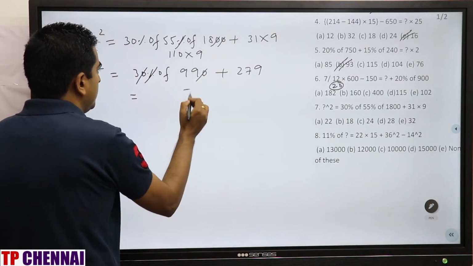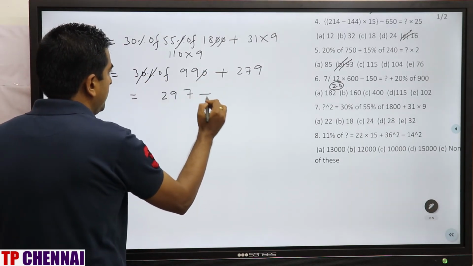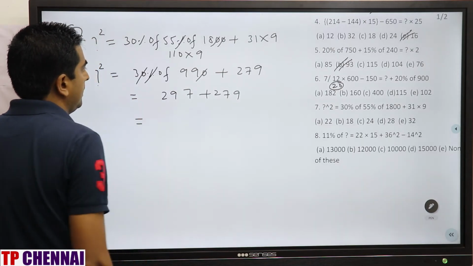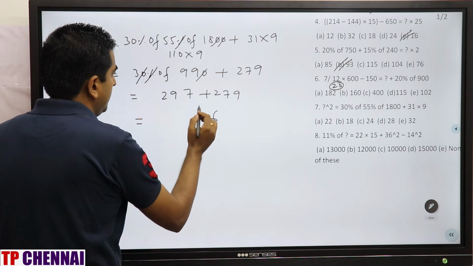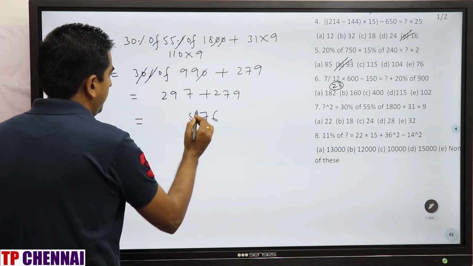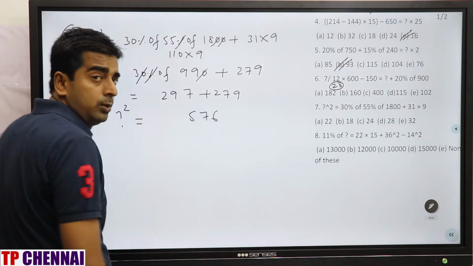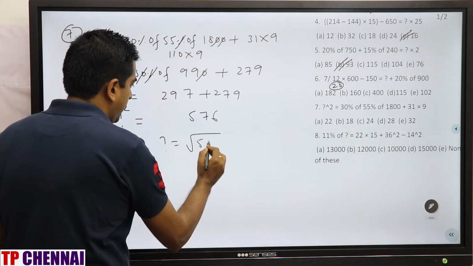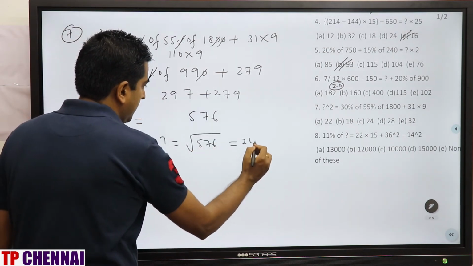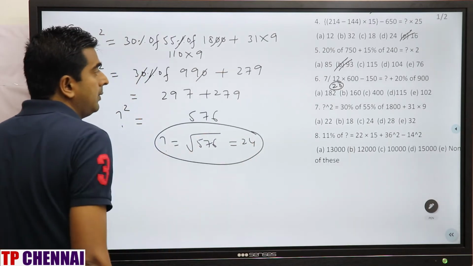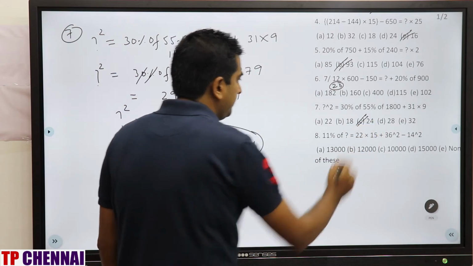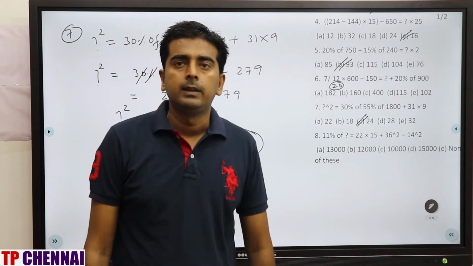This is how much? 297 plus 279. 9, 7, 16. This is 17.5. So question mark square is equal to 576. What is the value of question mark? Square root of 576, which is 24. 24 is the correct answer, and that is nothing but third option. Clear?